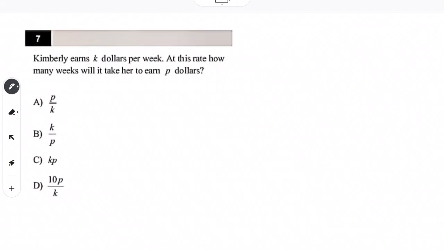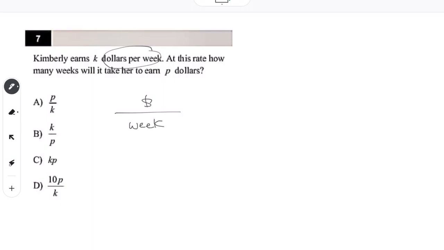We know that Kimberly earns K dollars per week. At this rate, how many weeks will it take her to earn P dollars? So this is a proportion question, where we want to first find out what the unit is. In this case, we know that the unit is dollars per week, so we can write down dollars per week.